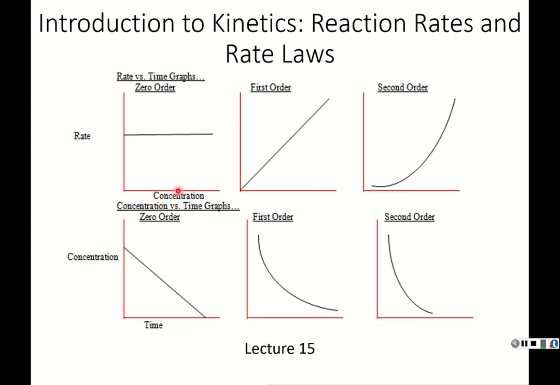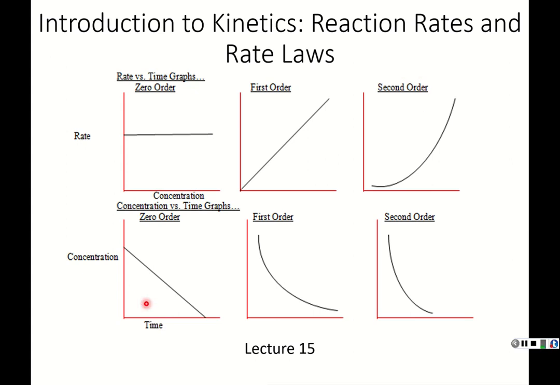So if you plot concentration versus the rate of a reaction, if the rate is constant at varying concentrations, we call that a zero order rate, because it doesn't depend on concentration. If it's linear with increasing concentration, we call that first order. And if it increases exponentially, that is a second order, or sometimes even higher.